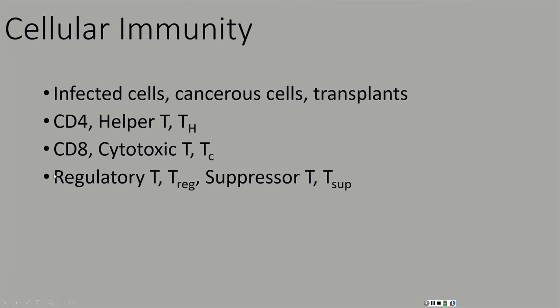Now, down here, we've got 4 different things written, and they all 4 mean the exact same thing. Regulatory T cell, T sub reg, suppressor T cell, or T sup, those are all for the same thing. Different books call them different things, but they're all the same thing. So helper T cells do a specific job. Cytotoxic T cells do a specific job, and regulatory T cells do a specific job. And we're going to look at all 3 of them.